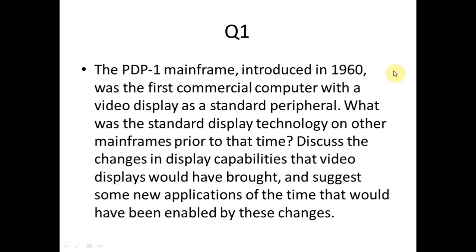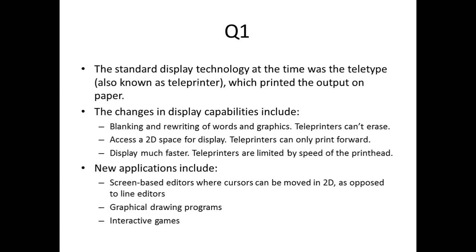Question 1. The PDP-1 mainframe, introduced in 1960, was the first commercial computer with a video display as a standard peripheral. What was the standard display technology on other mainframes at that time? Discuss the changes in display capabilities that the video displays would have brought, and suggest some new applications of the time that would have been enabled by these changes.